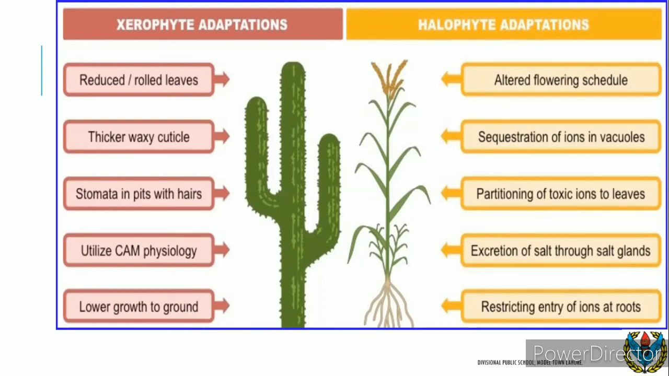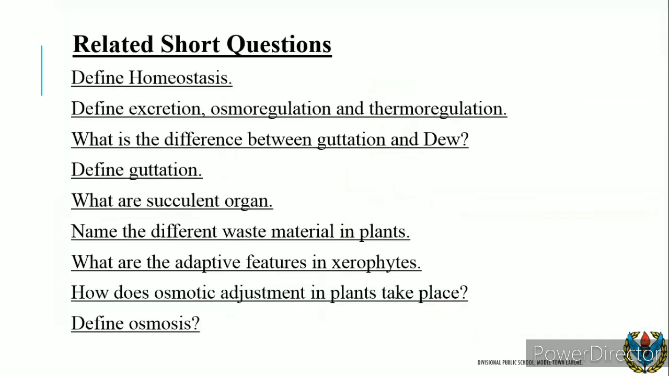In xerophytic adaptation, a thicker waxy cuticle, as mentioned in the previous slide, while in halophytes, the sequestration of ions in vacuoles, which happens due to active transport. In xerophytic adaptation, stomata in pits with hairs, while here the toxic ions go to the leaves. So lower growth to the ground and restricting entry of ions at roots in halophytic adaptation. So that is all about this topic.